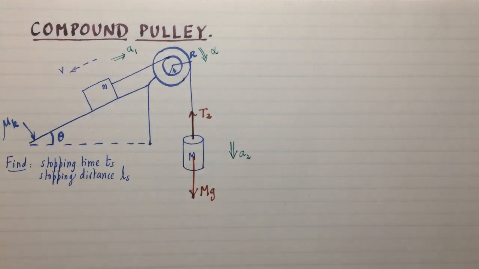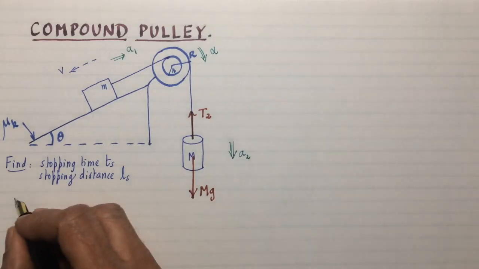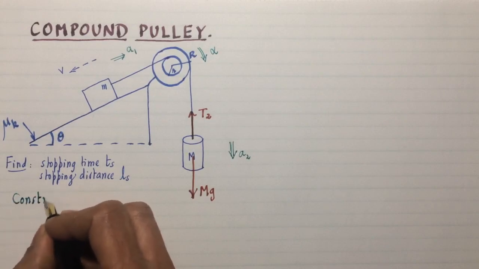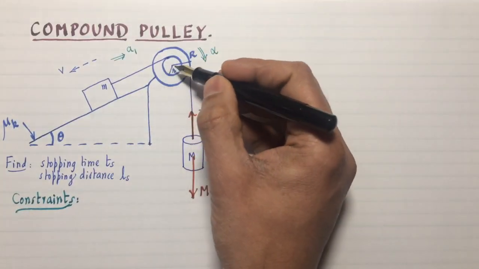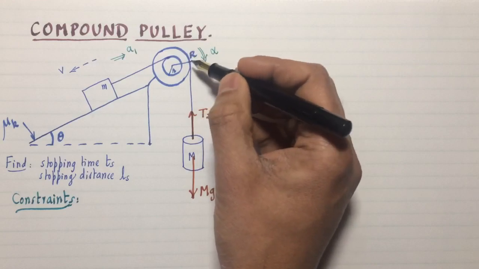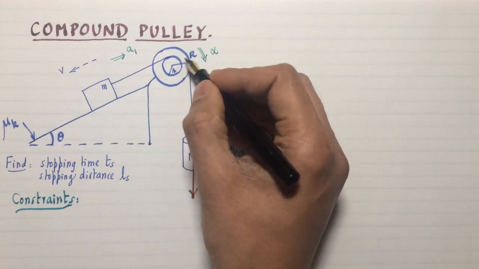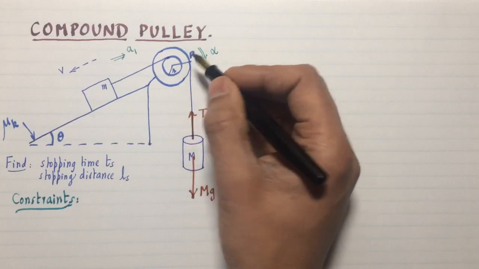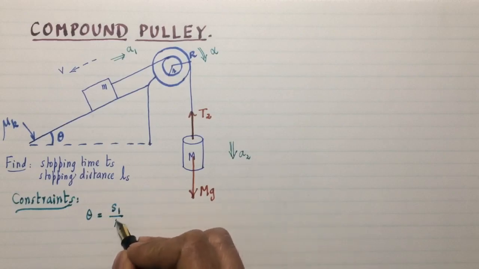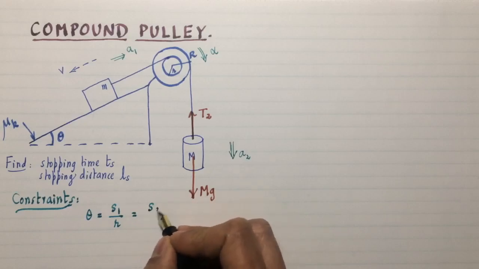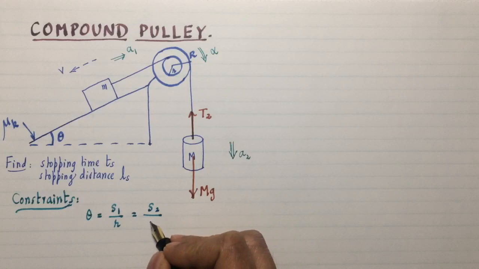So before we go any further, before I even go and write the forces on the other objects, let's analyze what the constraints are. What keeps this system moving without any slipping? So the constraints are the following. If I let this pulley move by an angle theta, the little pulley and the big pulley move by the same angle theta. So theta is certainly equal to the arc distance traveled by the little pulley divided by the little pulley's radius, and it's equal to the arc distance traveled by the big pulley divided by the big pulley's radius.